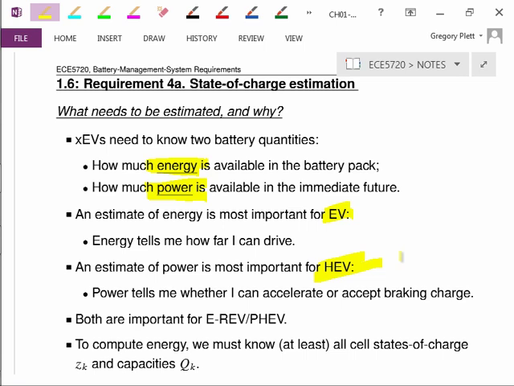Those are the extreme cases. In between, I've got extended range electric vehicles and plug-in hybrids, and they both kind of operate in either the hybrid mode or the EV mode, depending on where you are in the operating characteristic. And so I need to know both. They're both important in that case. So, bottom line, the two most important quantities, if I could just nail these, get them right every single time, I would have the best battery management system on the planet.